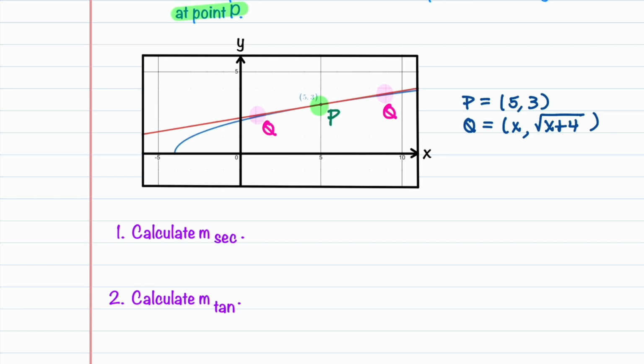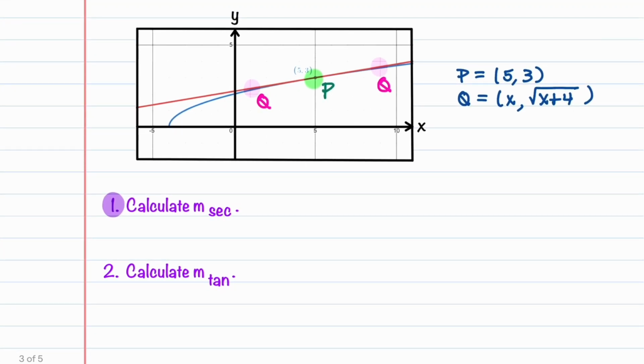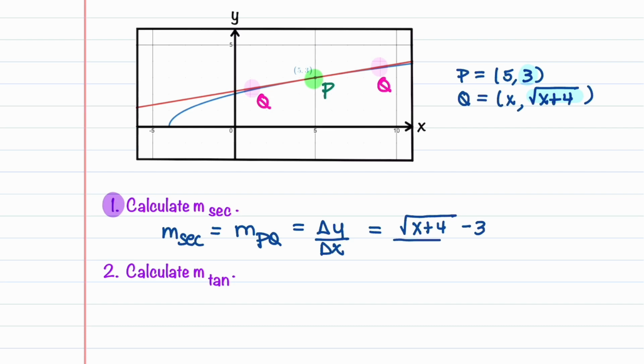Our first step in finding the equation of the tangent line at point P is to calculate the slope of the secant line. I think it always helps to write down your formula first. Our formula for the slope of the secant line is m sub sec is equal to m PQ, that's just the slope of the secant line between points P and Q, and that's equal to the change in y divided by the change in x. We can find delta y divided by delta x by looking at our points P and Q written in the upper right. Our change in y is going to be the square root of x plus 4 minus 3, all divided by the change in x, which is x minus 5.